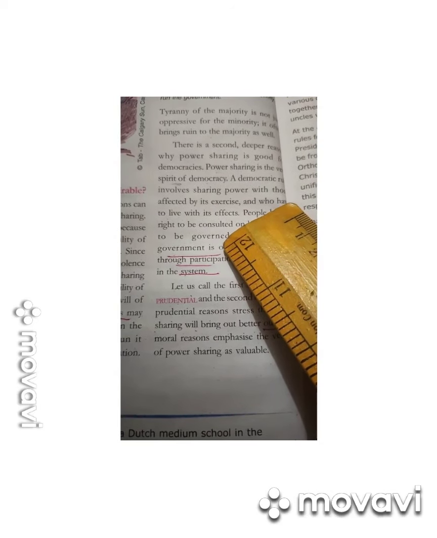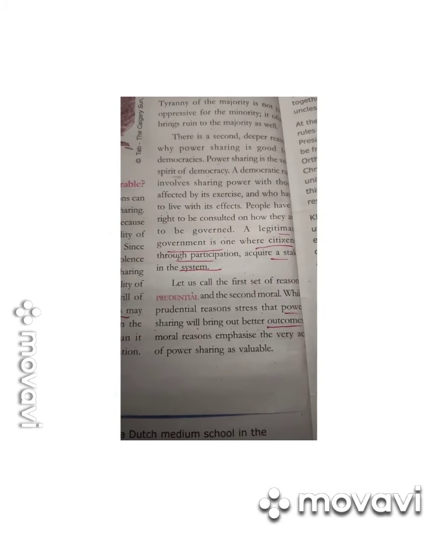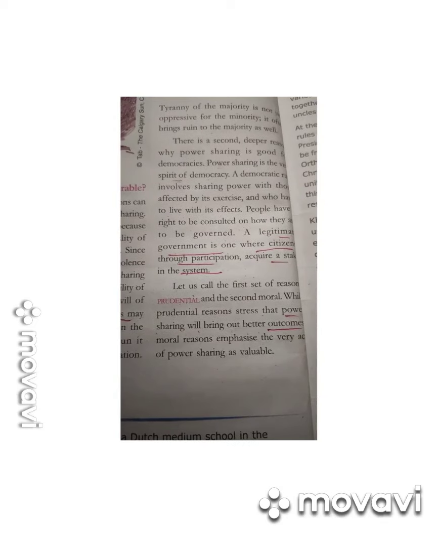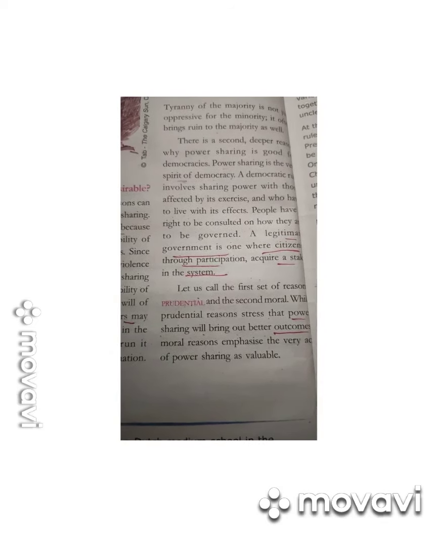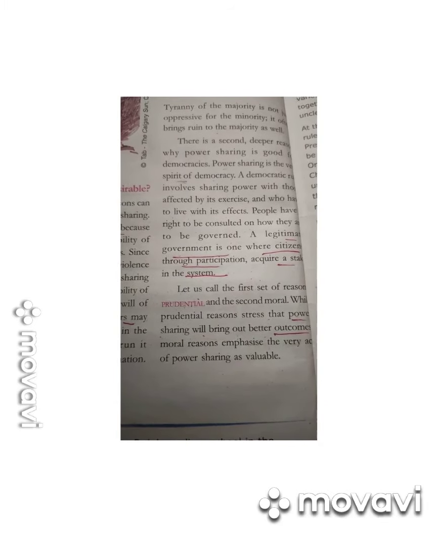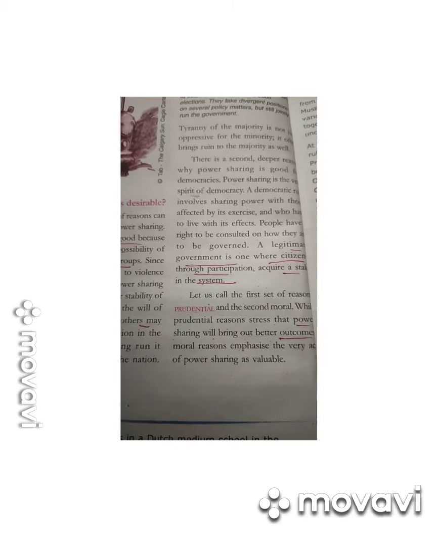Moral power sharing is purely based on moral considerations. In the previous one, prudential power sharing, we said that the focus was on the outcomes. Here, in moral power sharing, we are not focusing on the outcomes. Here we are focusing only on moral considerations. So the moral reason for power sharing means it is the spirit of democracy.